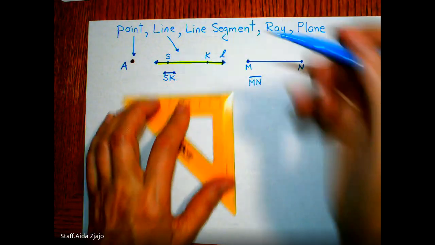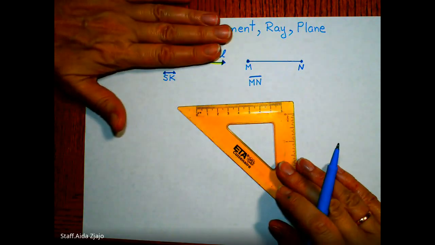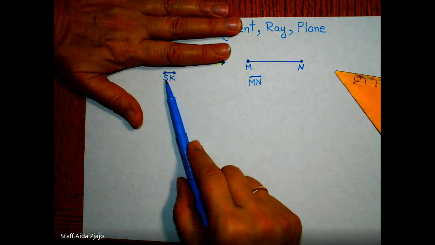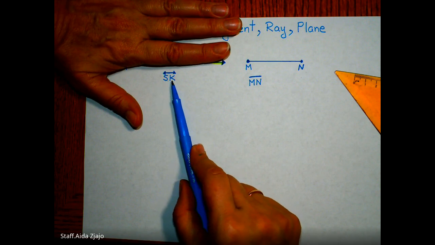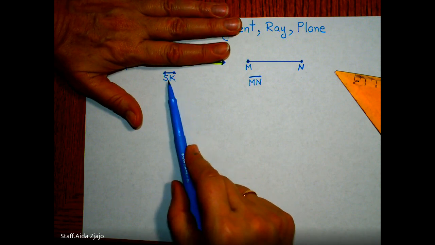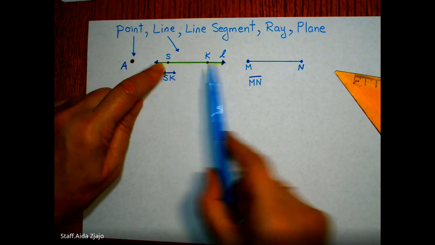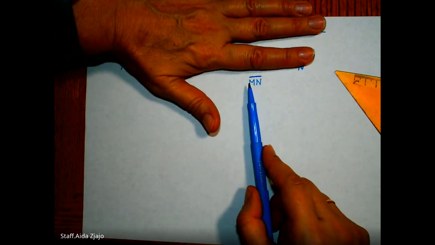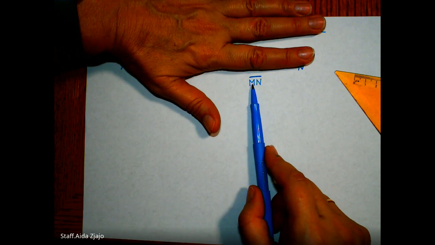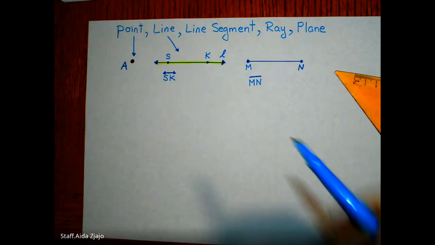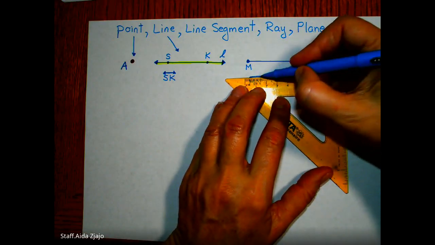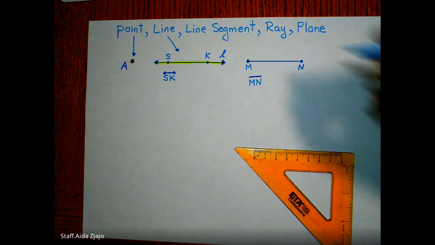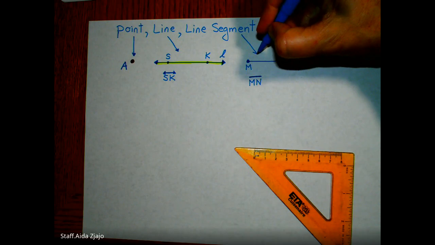So when you think about not having a drawing, by looking at the symbols, you will know what to draw. For line SK, I need to draw a line that has two points, S and K, on my line. And if I see line segment MN without a drawing, I will know I need to draw a line segment. It's just a line without arrows at the end. And that will be a line segment.